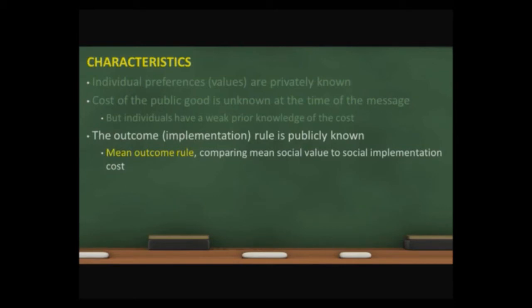The implementation rule was publicly known, so everyone knew what would happen with the answers. And we used the mean outcome rule. The mean outcome rule means that if the mean social value is higher than the cost, then the good will be provided. If the mean is lower than the cost, then it's not going to be provided. So very standard up to here.